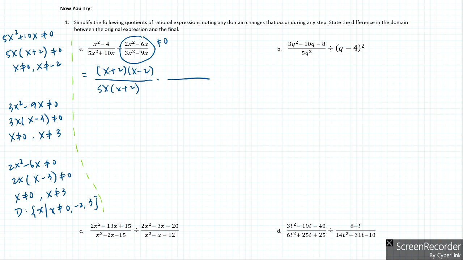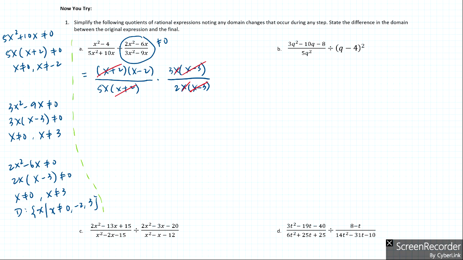So now the numerator should be 3x times x minus 3. Denominator would be 2x times x minus 3. And you can see why they would have the same domain restriction, because we have a lot of the same factors on top and bottom in the second rational expression. Here we can right away start cancellation. X minus 3 cancel out, x and x cancel out, and x plus 2 cancel each other out. And I think that's it.